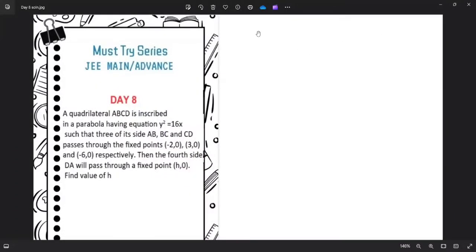This was our day challenge question. So let's talk about a quadrilateral getting inscribed in a parabola. I will teach you the answer behind it, then I'll tell you how to do it quick.